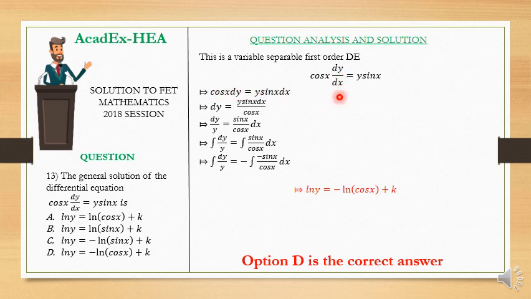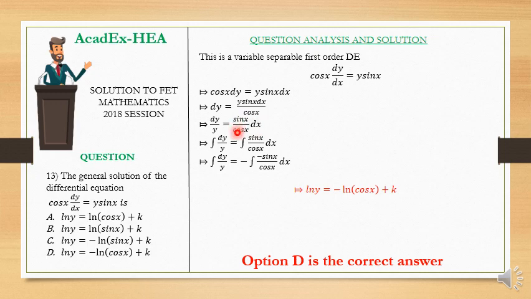From here, let's cross multiply to have that cos x dy is equal to y sine x dx. After the cross multiplication, we have this. Now we divide all through by cos x. If we divide all through by cos x, we have dy to be y sine x dx over cos x. And then from here now, we can divide all through again by y. And we have 1 on y dy is equal to sine x over cos x dx.